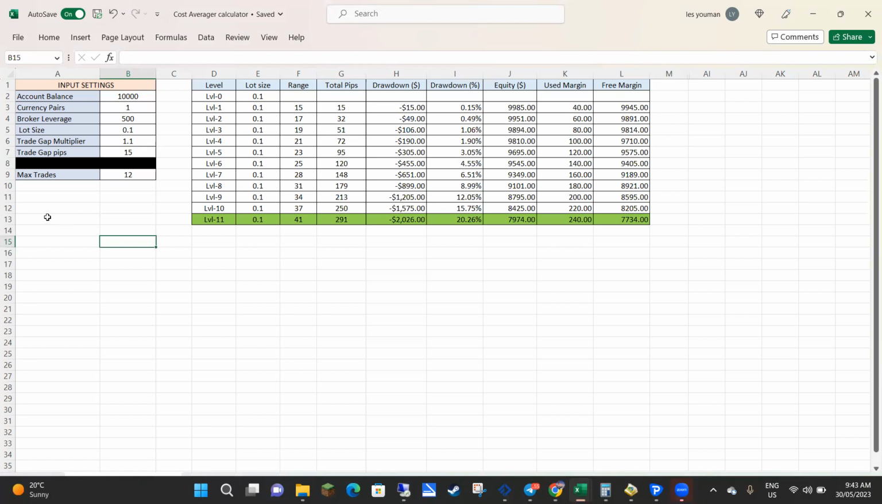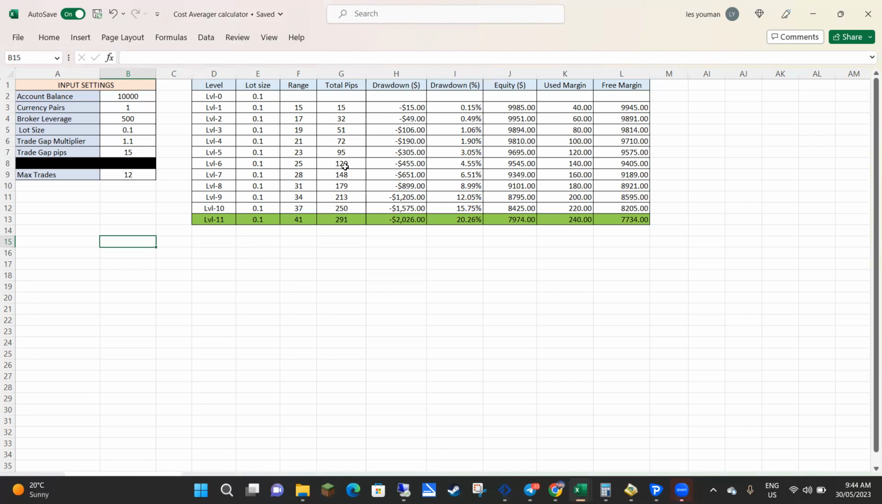So this calculator only works when you have the start level for the multiplier at 1. I haven't put in a calculation here yet to allow that to change. So the trade gap multiplier is going to increase the gap between the trades by 1.1 every trade. And so then you've got the total pips of movement. So if you've got level 6, so you've actually got 7 trades open on those settings, the market will have gone against you by 120 pips.